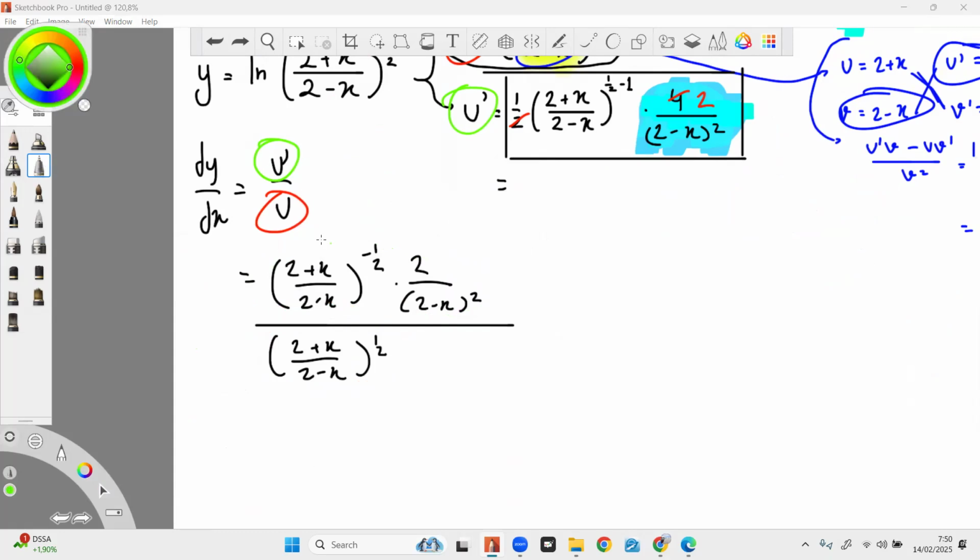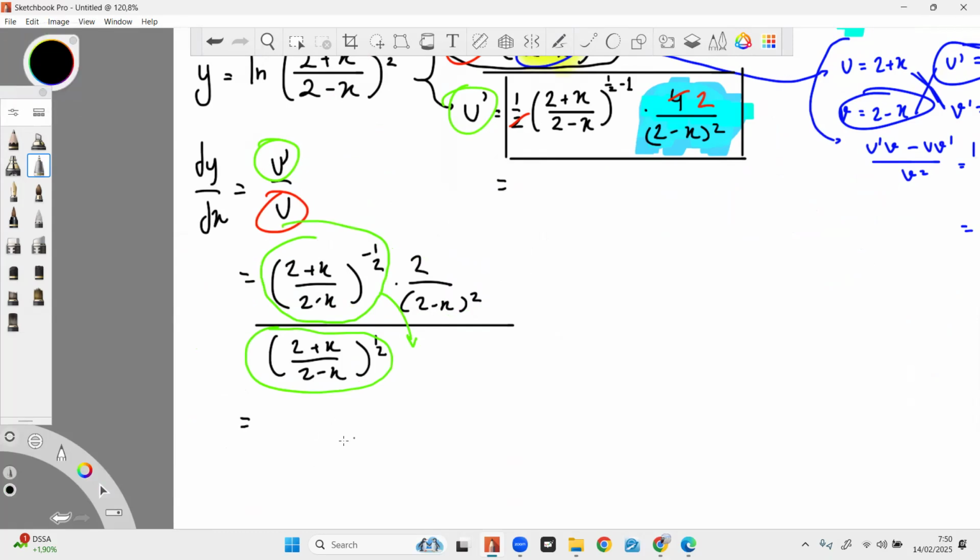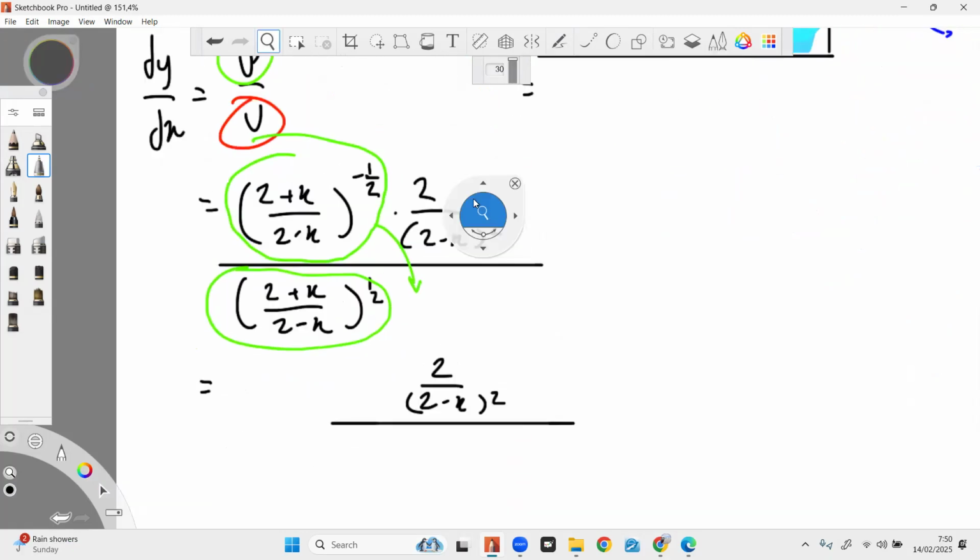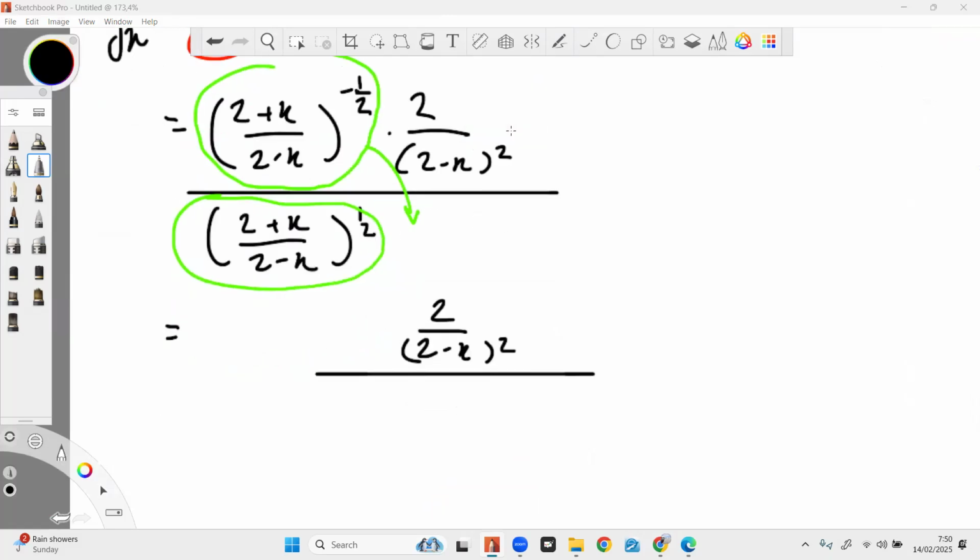This and this are actually the same, right? You put here down. Therefore, this is left on top. And then this put down, the negative power becomes positive. If the negative power becomes positive, you will get both half, double half. So rewrite one more time.